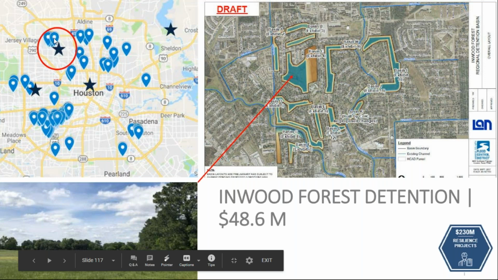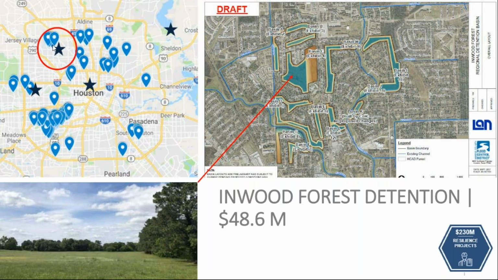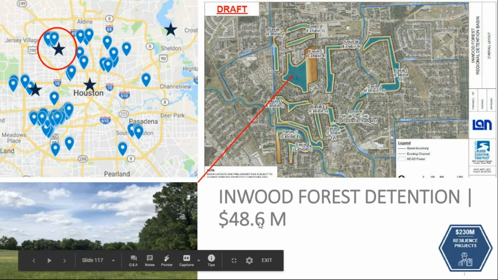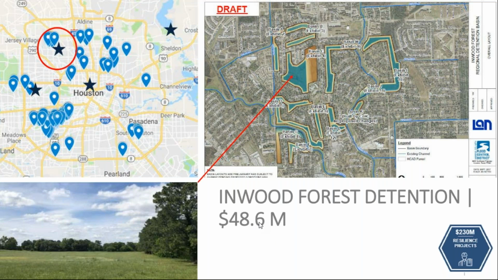This is an old golf course. We bought the golf course. We're going to do drainage and detention and retention projects here, much like Terry Hershey Park and the areas over there. This is a $48 million project. We have the $48 million. It's in our bank account. This project will take place.